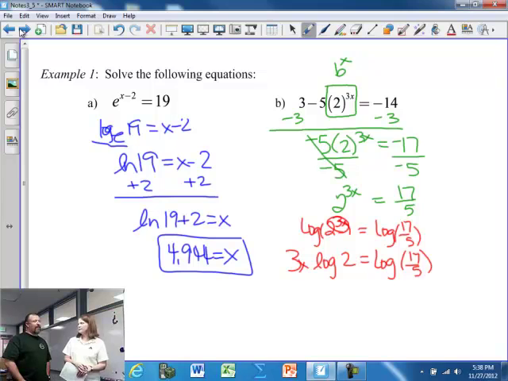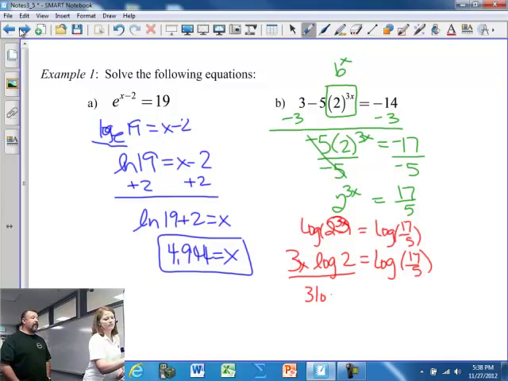All right, now we're trying to get x by itself. Right now x is multiplied by a bunch of stuff. It's multiplied by 3, and it's multiplied by log of 2. So we're just going to divide by 3 log of 2. Oh, you know what I meant.